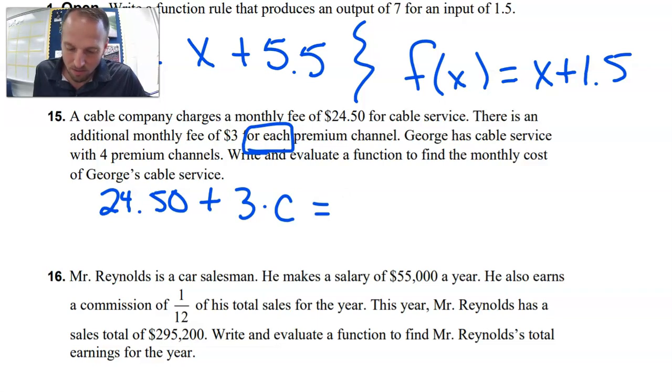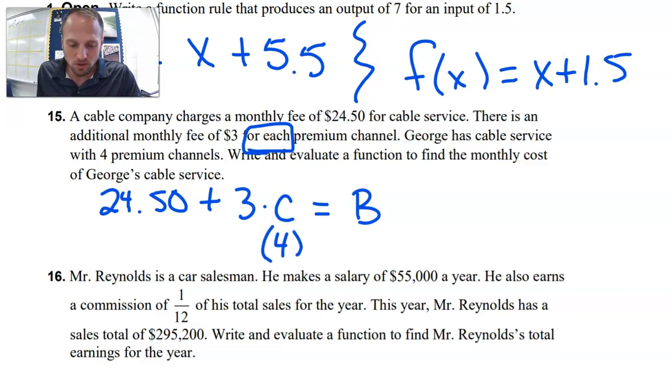All right? Bill. I'll use B for bill. $24.50 plus $3 times channels is equal to his bill. All right, so that's the equation. It says write and evaluate a function to find the monthly cost of George's cable service. So that's our function that we're going to use. Now it says that George has cable service with 4 premium channels. So all I need to do is put 4 in for C.